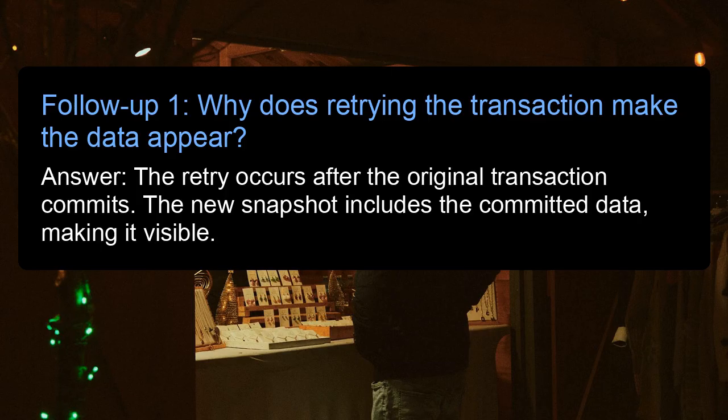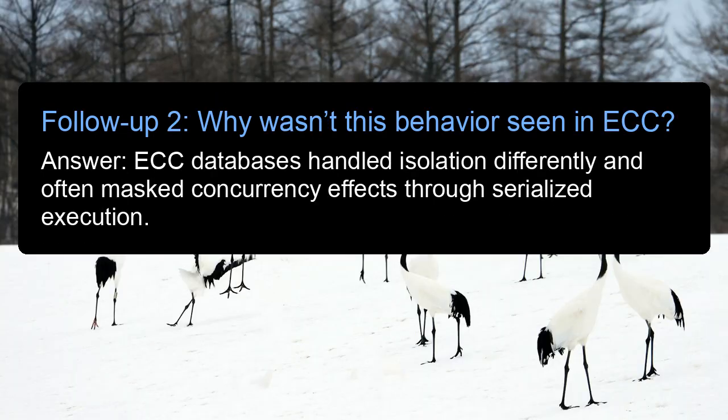Follow-up 1. Why does retrying the transaction make the data appear? Answer: the retry occurs after the original transaction commits. The new snapshot includes the committed data, making it visible. Follow-up 2. Why wasn't this behavior seen in ECC? Answer: ECC databases handled isolation differently and often masked concurrency effects through serialized execution.